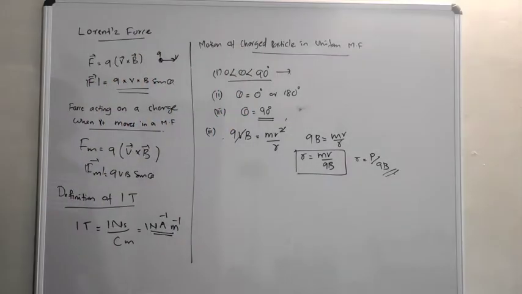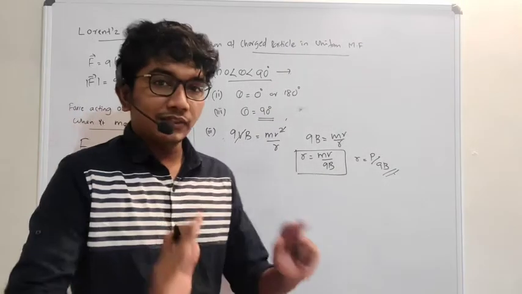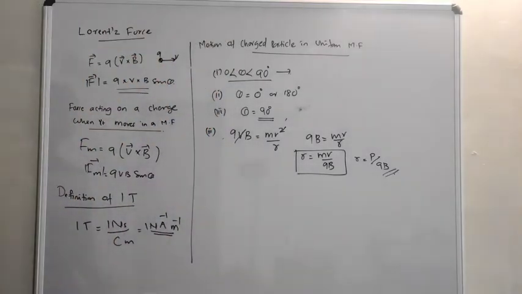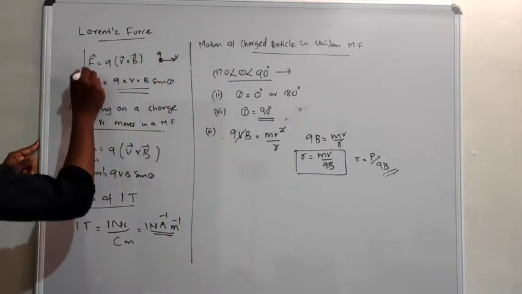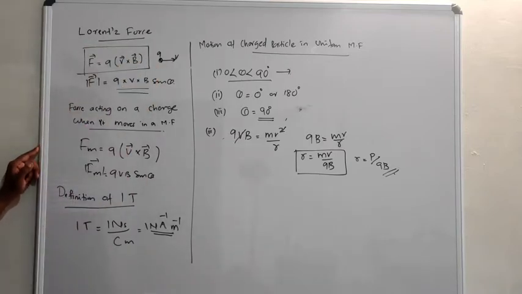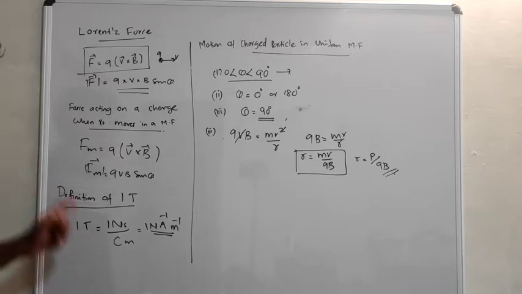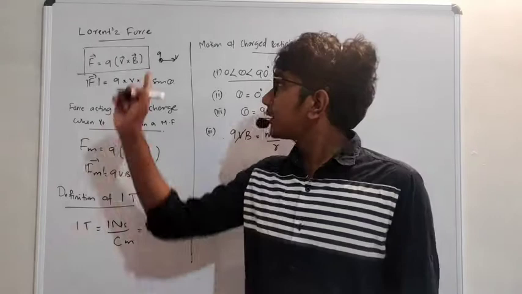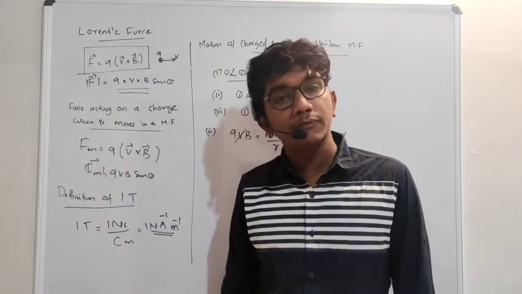Alright, so next is how much is that value? So look at this. In physics, everything we discuss, we have to measure it. So the scientist Lorentz measured it, and what is the Lorentz equation? F is equal to Q into V cross B. You must have heard this equation before.